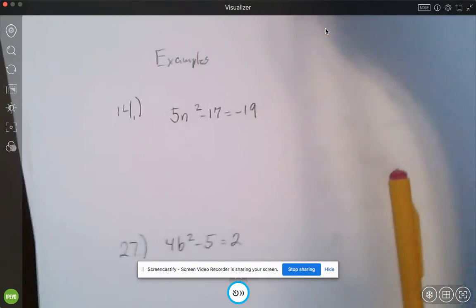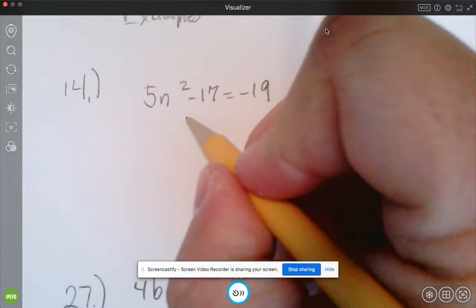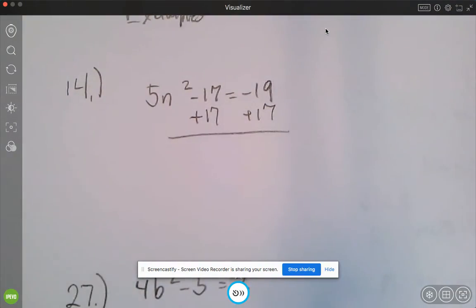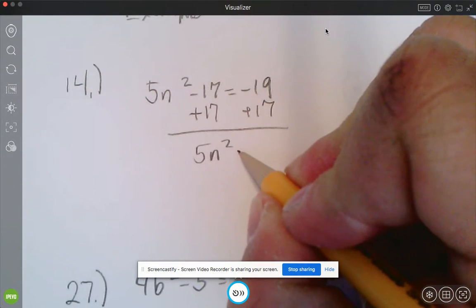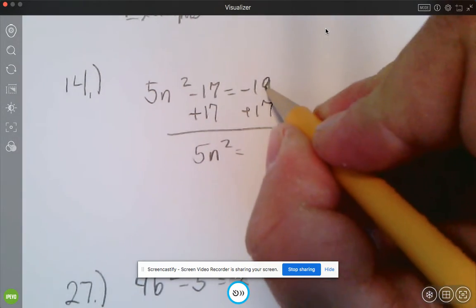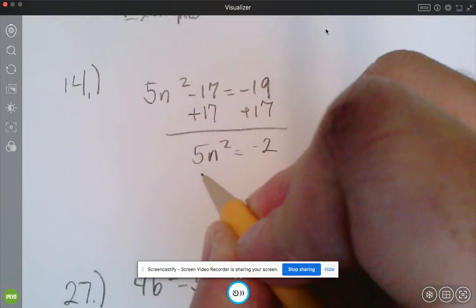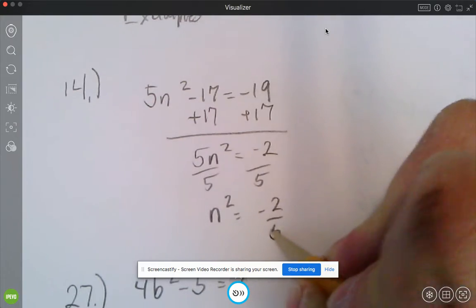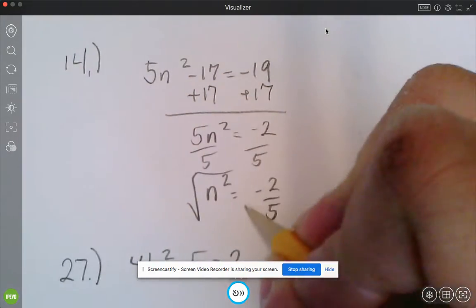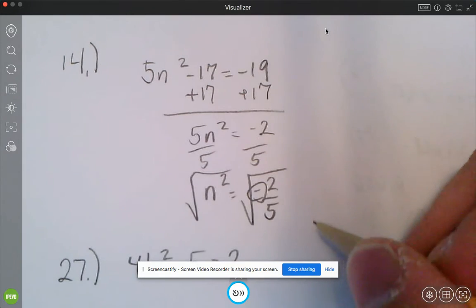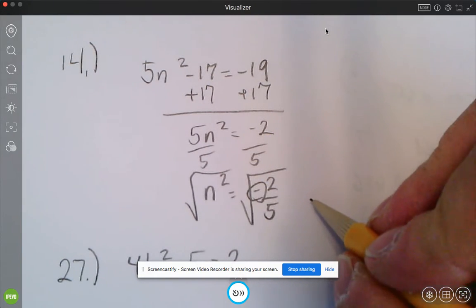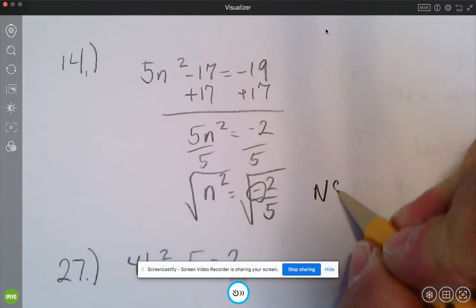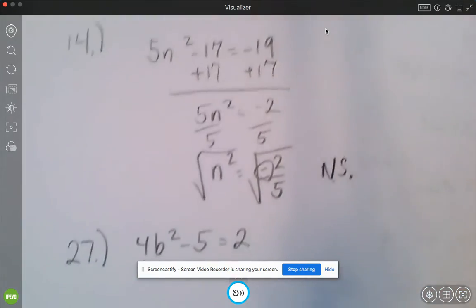Number 14. The first thing I'm going to do is add 17 to both sides. And then I will get 5n squared equals -2. Then I divide each side by 5. Divide by 5, I get n squared equals -2/5. Looks disgusting, but I square root. Aha, there's a negative in there. So number 14, I'll go back to my form in just a second, and I'm going to put what? No solution. So number 14, the answer is no solution.